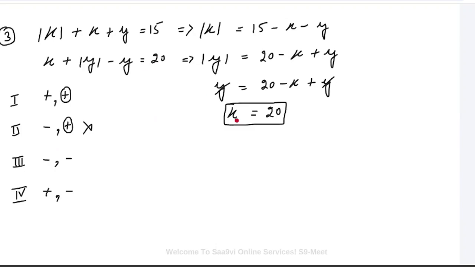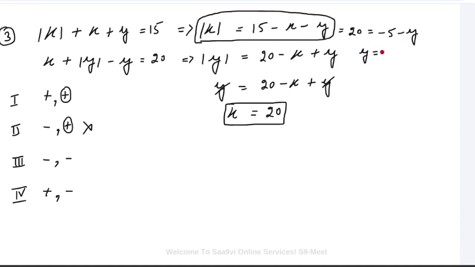Now, let's see if we put this x equal to 20 in the first equation, will I get a positive y? Let's check this out. If I put x as 20 in this equation, we get 20 is equal to 15 minus 20 minus 5 minus y. Now, this gives me y is equal to minus 25. That means this is also not possible, and it gives me a clear indication that if x is positive, then y has to be negative. That means x has to be positive and y has to be negative. Now, if I put these values in the equation, then I should get my answer.